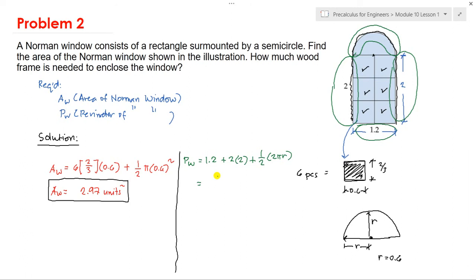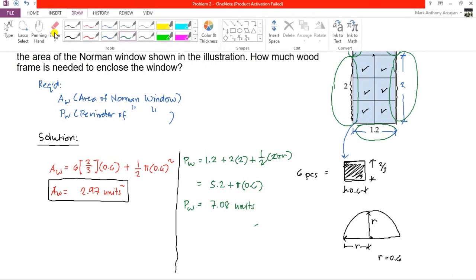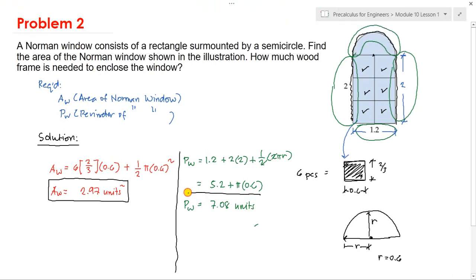1.2 plus 4, that is 5.2. This is 5.2, then plus, makancel na siya. So, we have pi multiplied by the radius, that is 0.6. So, simplifying this, the perimeter of this Norman window is 5.2 plus pi times 0.6. So, the answer is 7.08. So, the perimeter is 7.08 units. So, this is the perimeter of the Norman window.